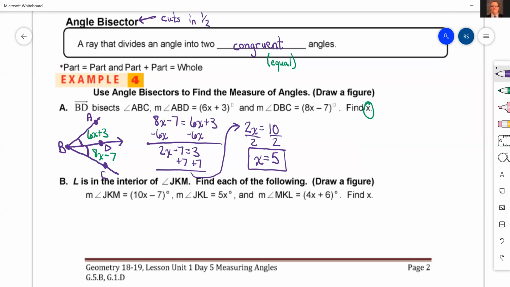Okay, last example of the notes. Then we can say we've survived notes. It says L is in the interior of JKM. So I'm going to draw that. It doesn't say it bisects. It just says it's somewhere in the middle. So L is on the interior of J, K, M.